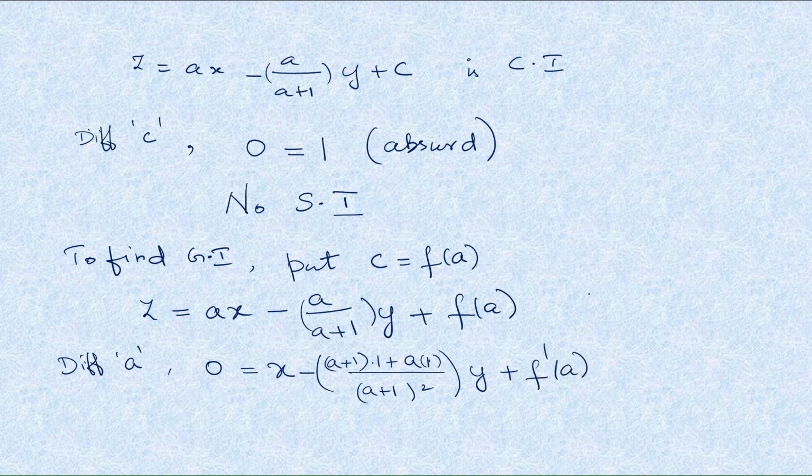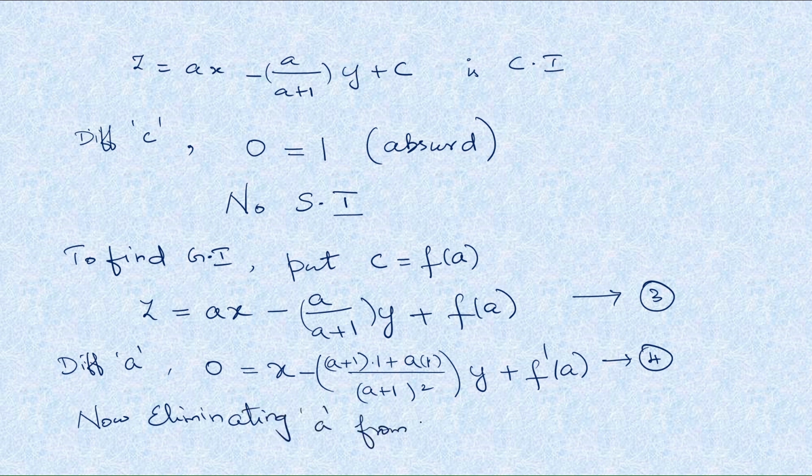So from these two equations, let this be 3, let this be 4. So now eliminating a from equations 3 and 4, we obtain the general integral.